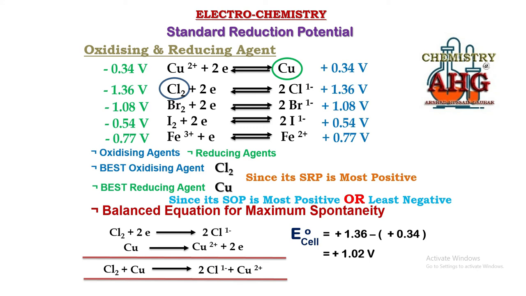So I hope this video would help you to understand how to identify the oxidizing and reducing agent and how to write down a balanced chemical equation for an electrochemical cell with maximum spontaneity.